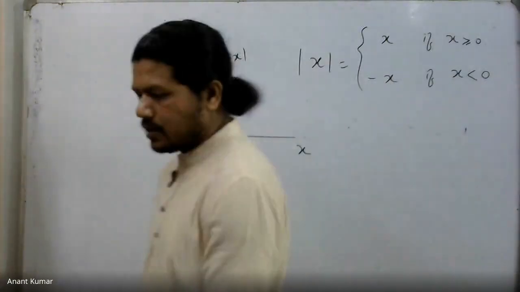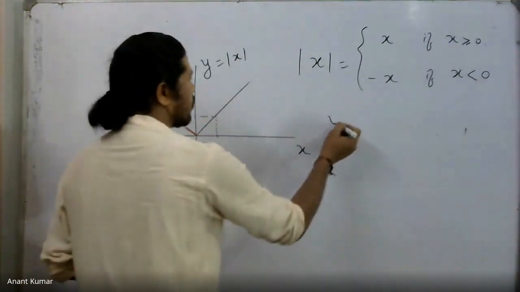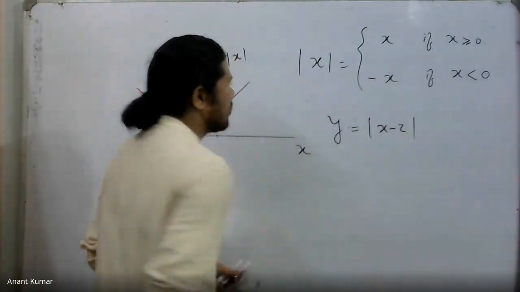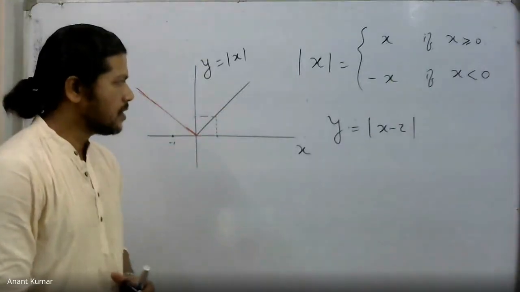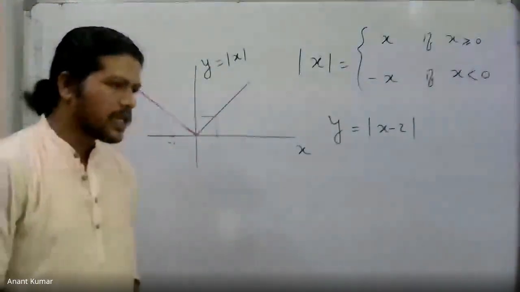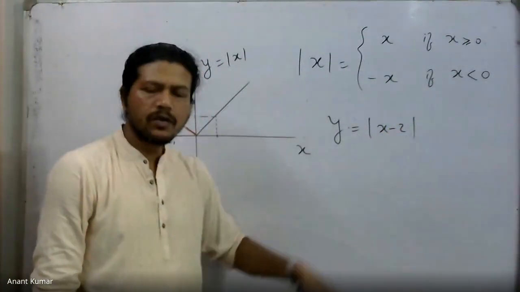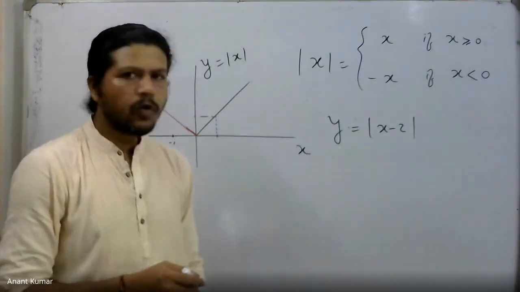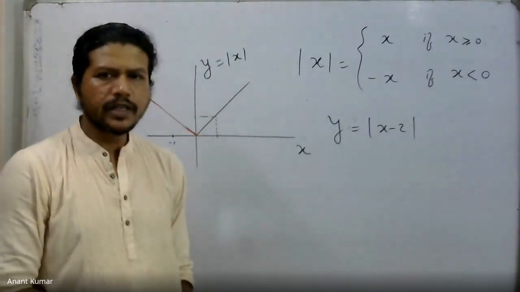In a similar fashion, if I consider, for example, y equal to mod of x minus 2, in this situation I'll have to look at the point x equal to 2. That becomes the corner point. At x equal to 2, the entire argument becomes 0. As a result, this is the point that will divide the real line into two regions. One is x more than 2, the other one is x less than 2.